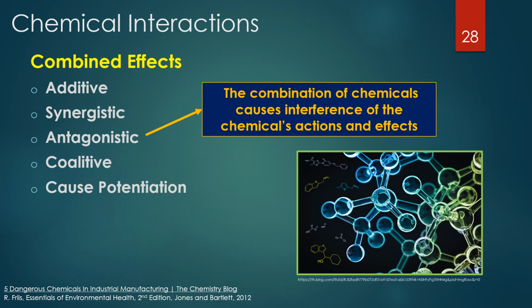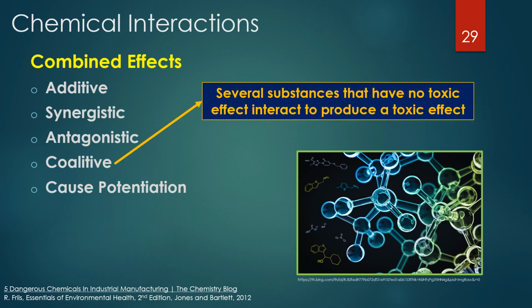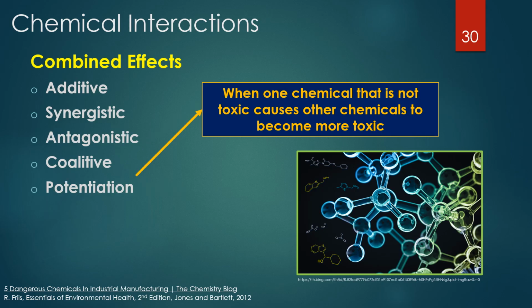Antagonistic means that the combination of chemicals causes interference of the chemical's actions and effects. An example of antagonism is the negative or antagonistic impact of calcium supplements on the action of the antibiotic tetracycline. In a qualitative interaction, several substances that have no toxic effect interact to produce a toxic effect. Potentiation happens when one chemical that is not toxic causes other chemicals to become more toxic.